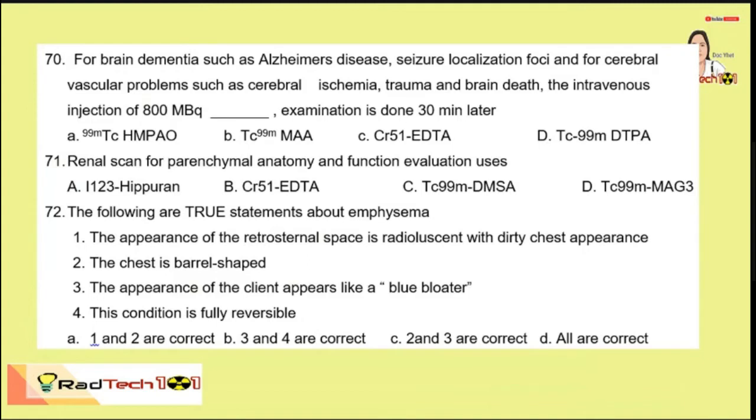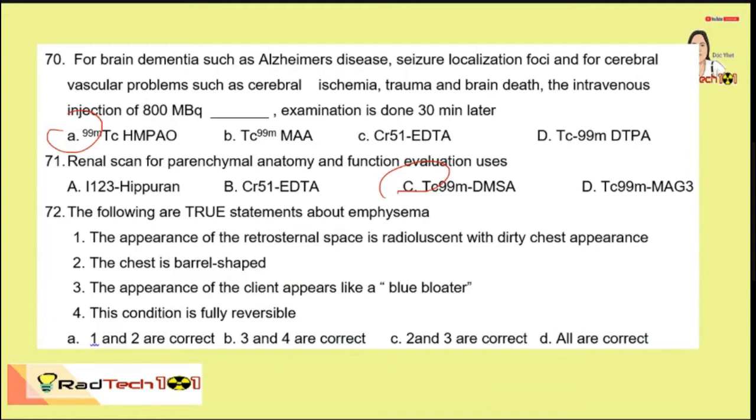70. For brain dementia such as Alzheimer's disease, seizure localization foci, and for cerebral vascular problems such as cerebral ischemia, trauma, and brain death, the IV injection of 800 megabecquerel blank examination is done 30 minutes later. We are using the HMPAO, technetium-99m HMPAO. 71, renal scan. For parenchymal anatomy and function evaluation uses DMSA.